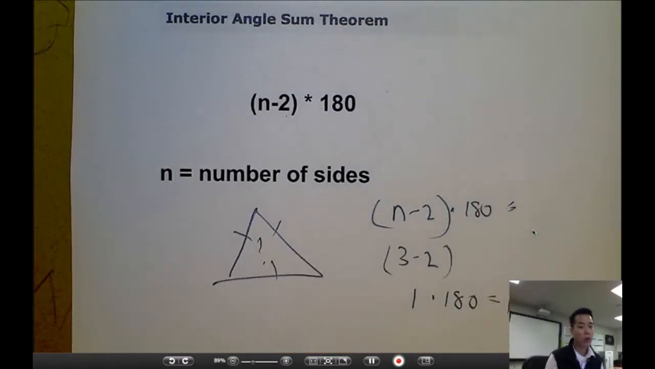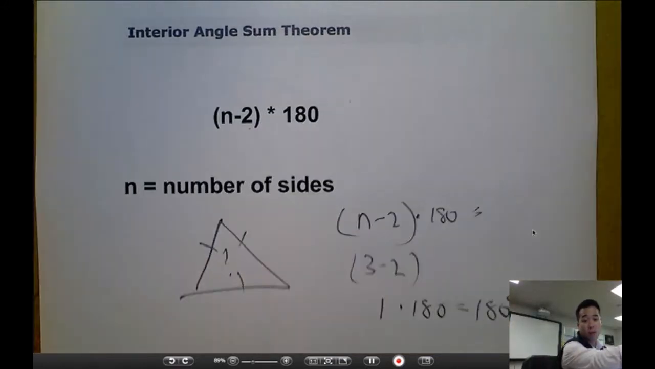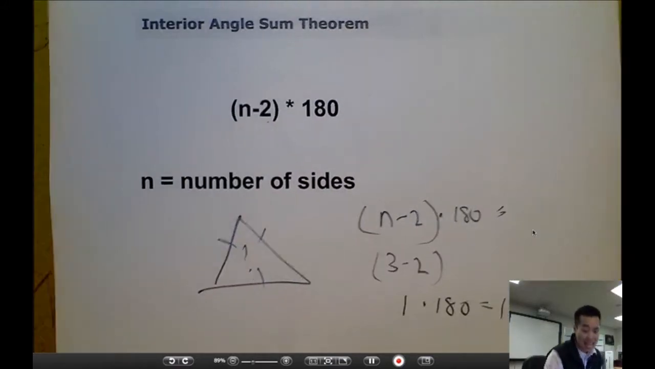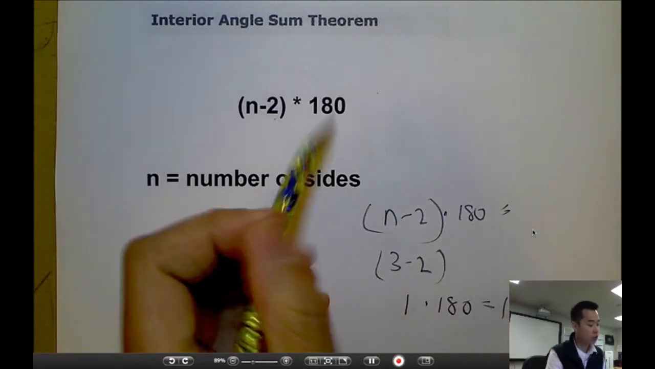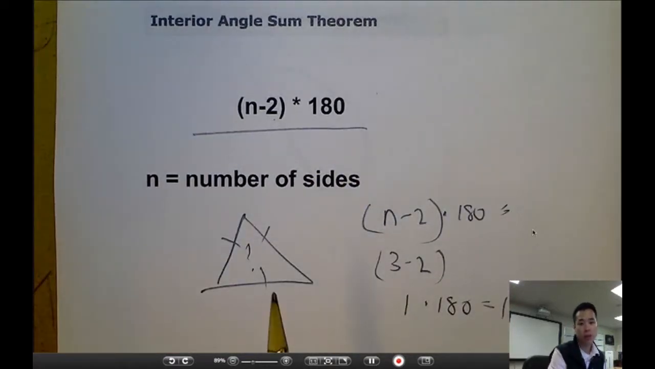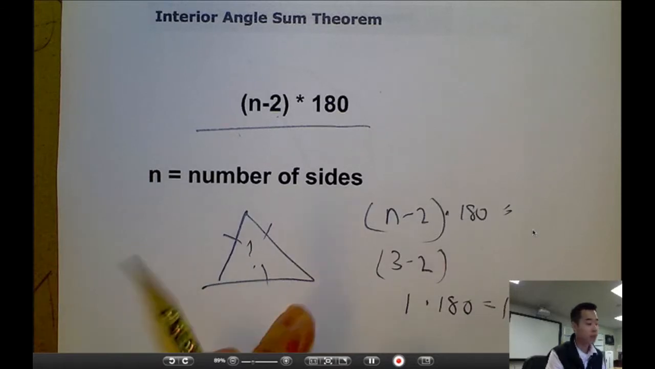So this is just a quick formula that allows me to really solve for the interior angles of any polygon, regular or irregular. Okay, so make sure you guys are writing this formula in your composition book. If you already have it, make sure you understand that it's the number of sides, subtract 2, times 180.